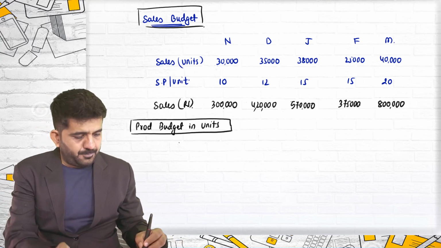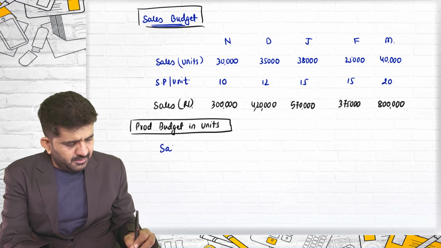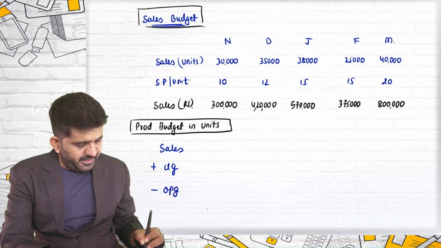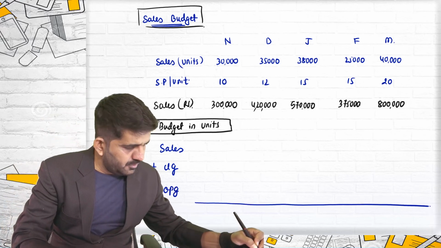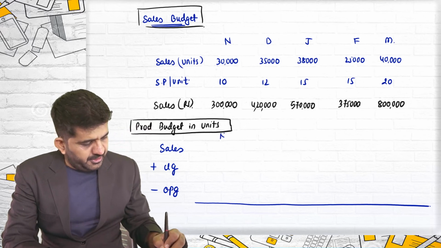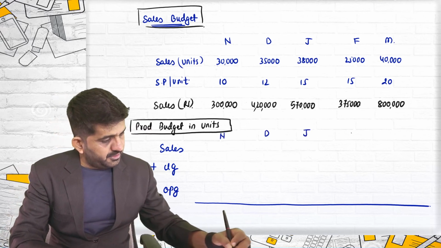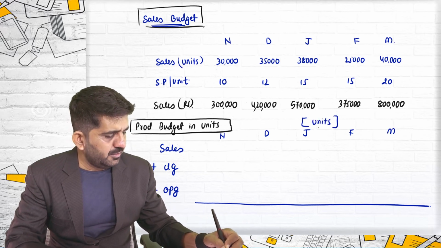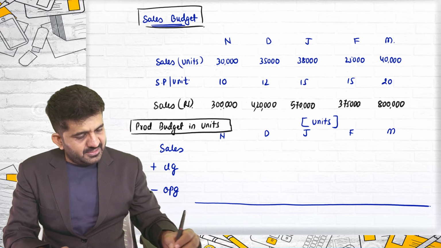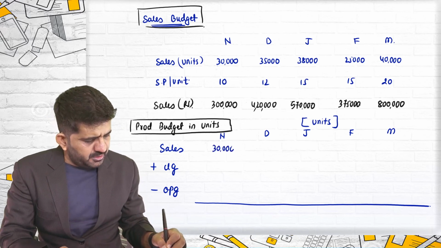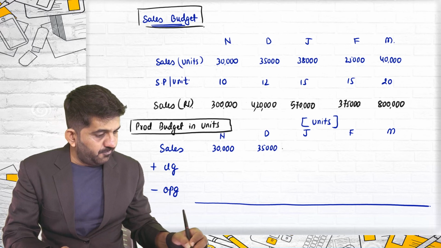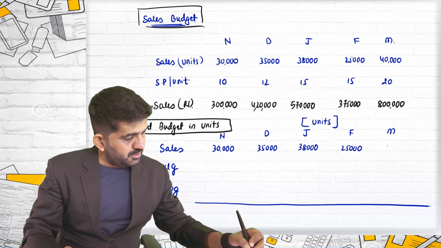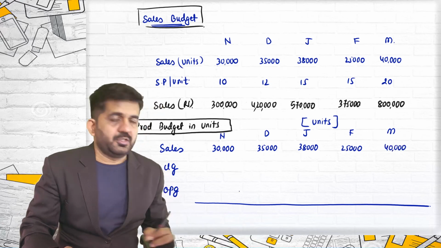So how do I prepare the production budget? Very simple. Sales plus closing minus opening will be nothing but production. I need to prepare it for November, December, Jan, Feb and March, and all the figures will be in units. Sales in units, I can copy from the upper chart: 30,000, 35,000, 38,000, 25,000, 40,000.